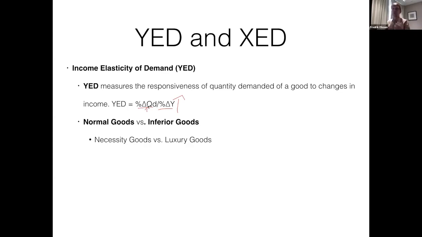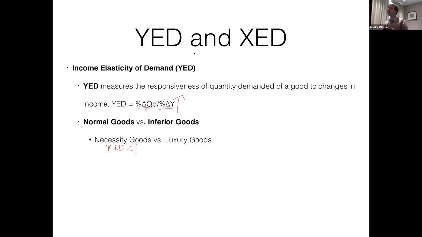Okay, this number is going to be less than 1. So we say that for necessity goods, we end up with a YED that is less than 1. Because as our income increases, our quantity demanded of that good doesn't increase by that much.